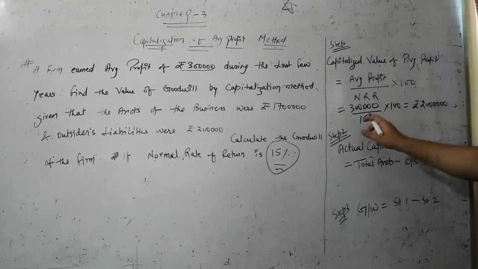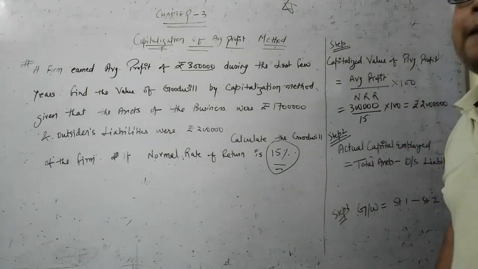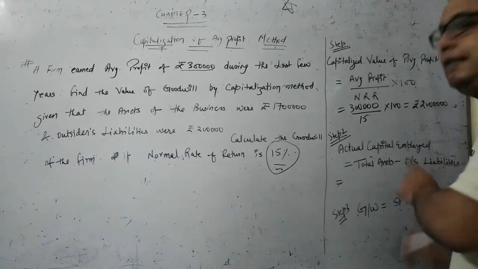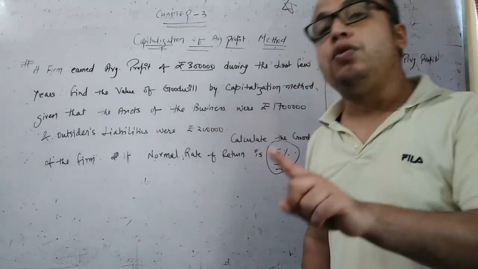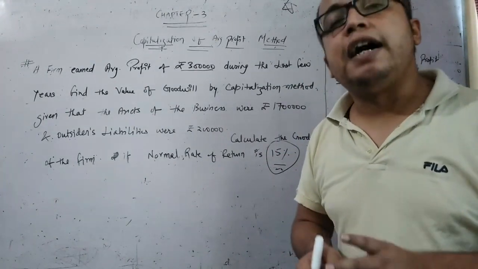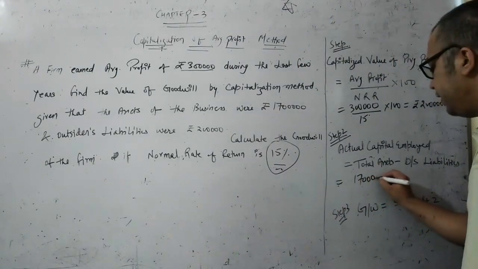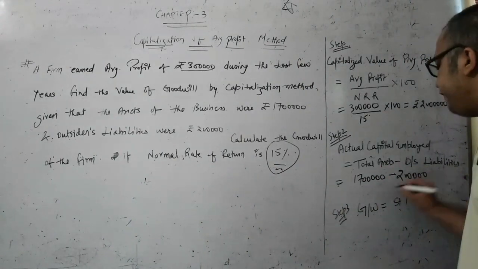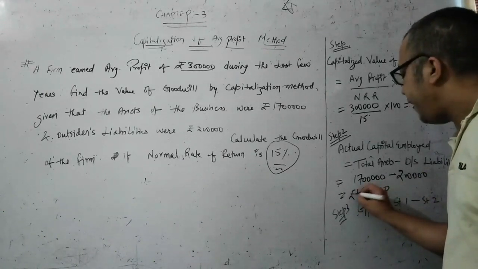Now, once you get the capitalized value of average profit, your next step is to compute actual capital employed. And here, actual capital employed means total assets less outsiders' liabilities. One thing you should remember again: total assets exclude intangible assets, second, fictitious assets, third, non-trade investments. Now, here we will write the value of total assets. Total assets are rupees 17 lakh and outsiders' liabilities are rupees 2 lakh. When we subtract 2 lakh from 17 lakh, we will get 15 lakh as actual capital employed.